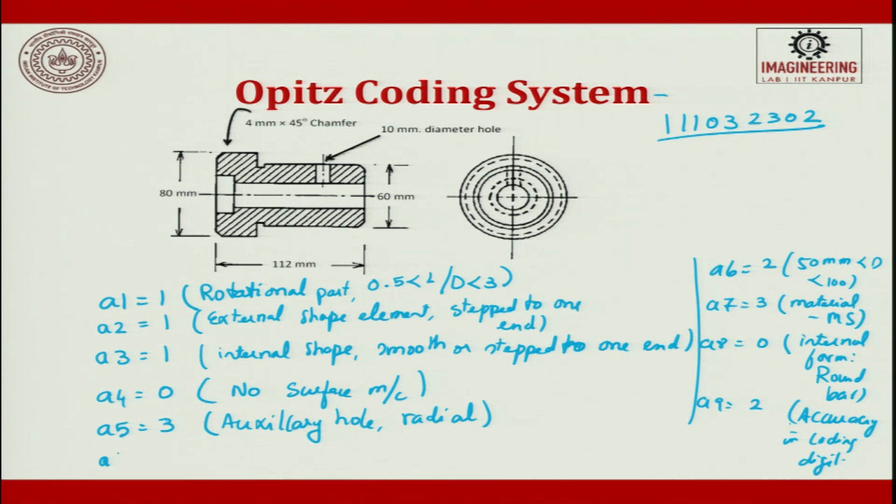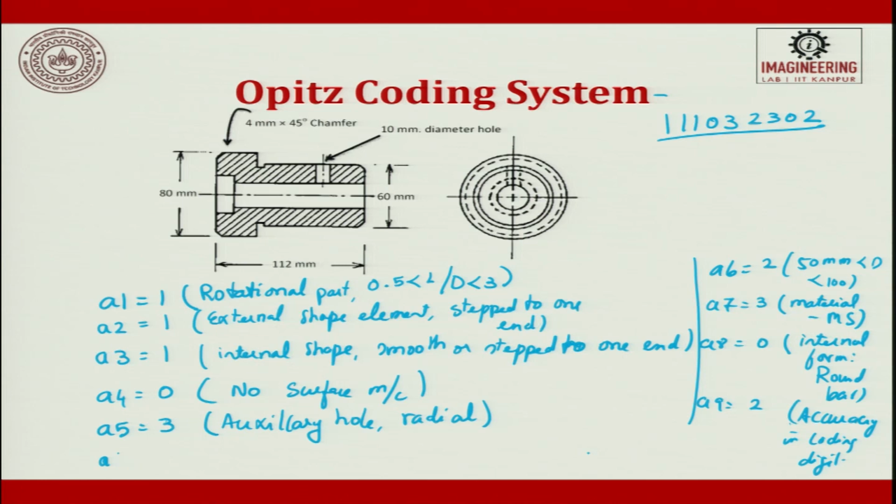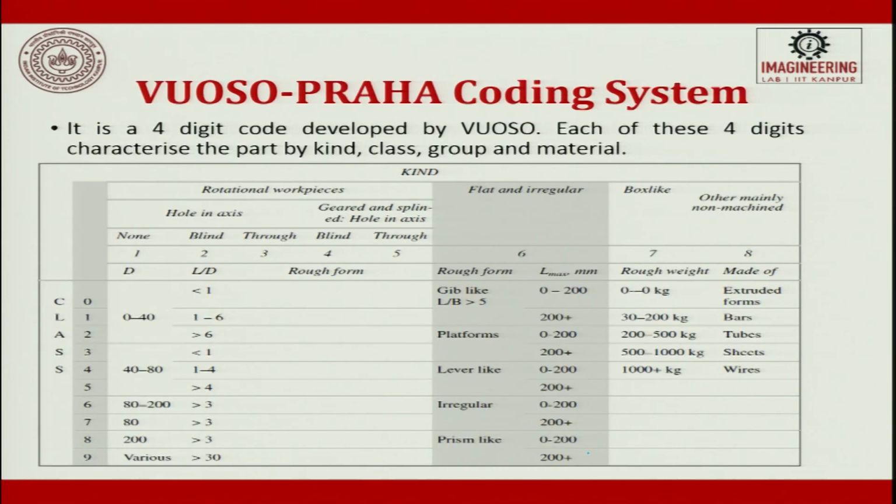Why is this number very important? Because this number can now be mapped to the process plan. Every time a component comes, all you have to do is pull this part number, and you can get all the details given in the routing sheet. So, this is another coding system we have used just for your understanding.